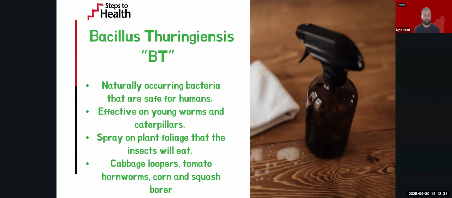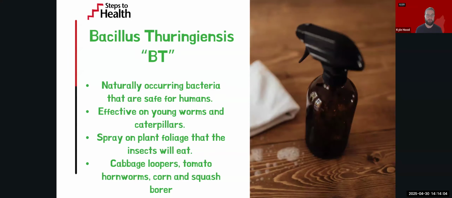So let's look at the squash vine borer, for example. This is a product that will kill squash vine borers. The nice thing about this is that the bacteria is only harmful to worms and caterpillars. So it's not going to kill my ladybugs or some other beneficial insects around my garden. For squash vine borer, I would spray this onto the stem of my squash plants. And as soon as those squash vine borers start to eat the stem where I've sprayed this, they'll ingest this bacteria and it'll kill them.